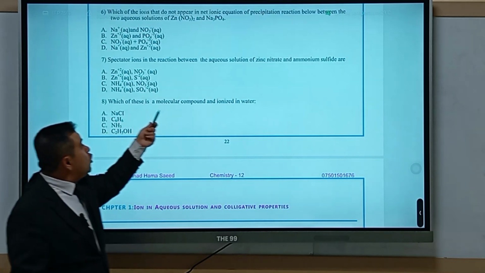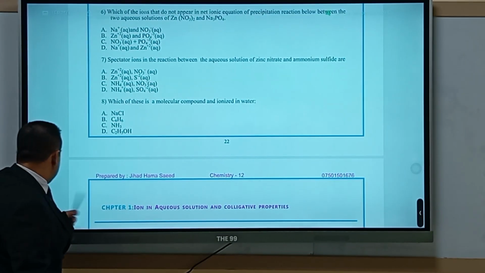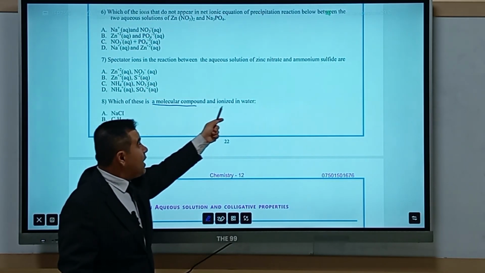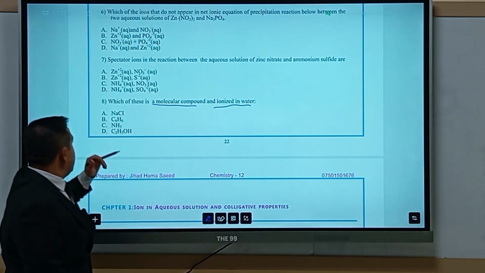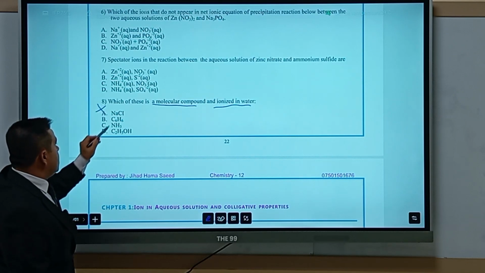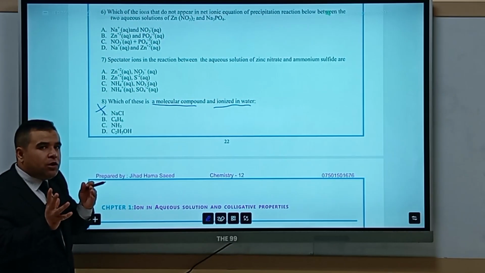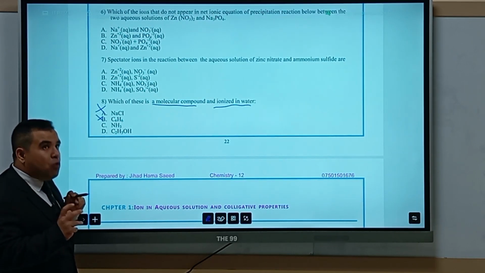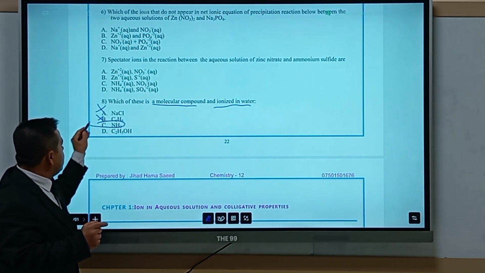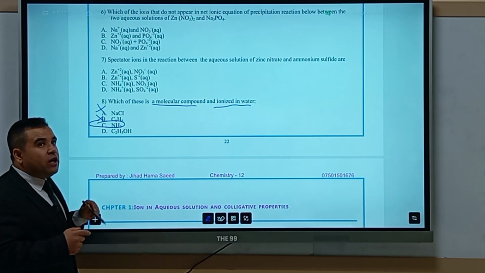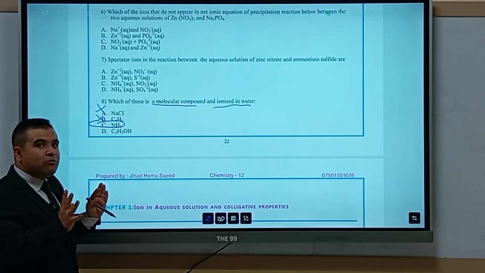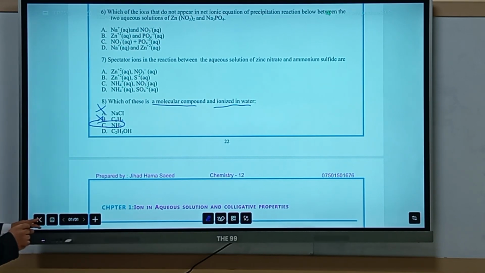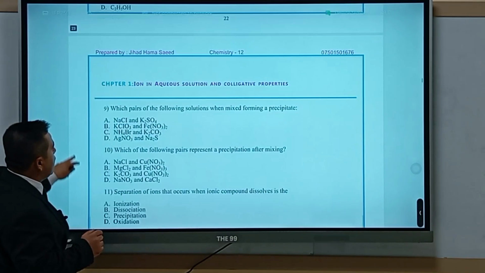Which of the following is a molecular compound and ionized in water? Molecular compound, the first key, and ionized in water. NaCl is an ionic compound. C6H6 is a molecular compound but does not ionize. NH3 is a molecular compound and ionizes. So D. C2H5OH does not ionize. Why? Because we talked about the alcohols, that they do not have a tendency to form ions.